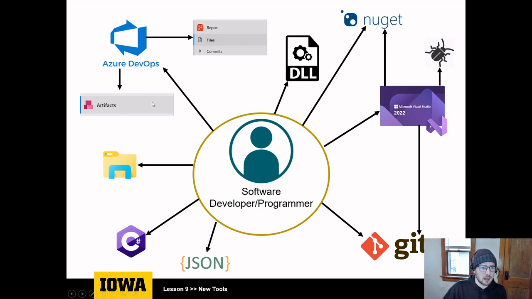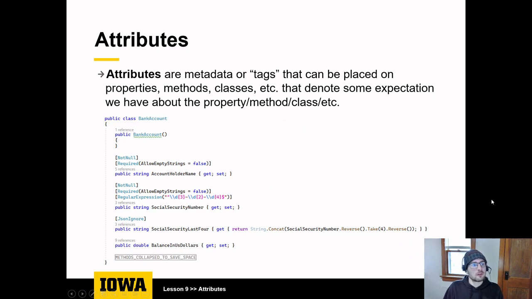So that's the new kind of tools we'll be learning, and we'll also be learning new C# features. The first C# language feature we will introduce here is attributes. Attributes are metadata or tags that can be placed on properties, methods, classes, and so on that denote some expectation we have about that thing.